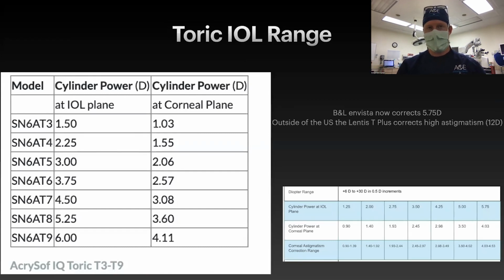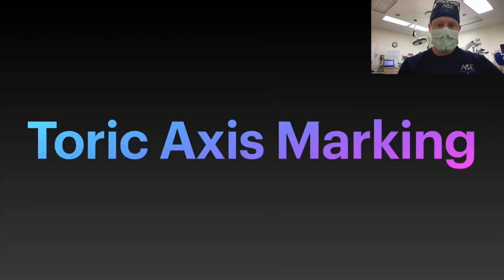I believe that Bausch + Lomb and Vista now goes up to 5.75 diopters of correction, and that's inside of the US. Outside of the US, there's other toric lenses that are available that can go to even higher ranges. So you want to make yourself familiar with what you have at your disposal.